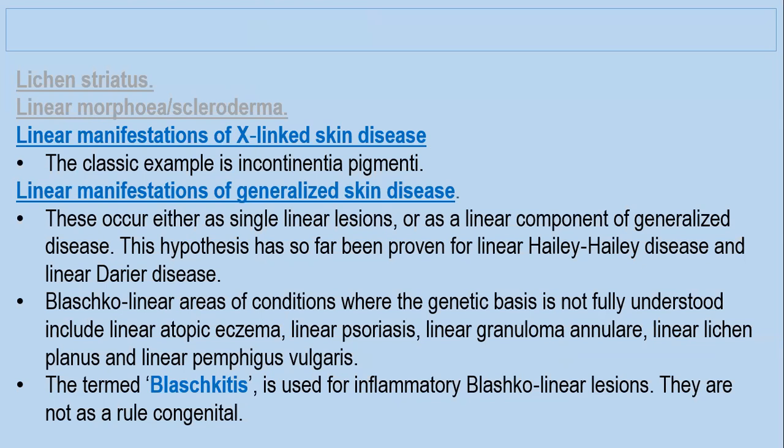Then Blaschkoid linear areas of conditions where the genetic basis is not fully understood include linear atopic eczema, linear psoriasis, linear granuloma annulare, linear lichen planus, and linear pemphigus vulgaris. The term Blaschkitis is used for inflammatory Blaschko-linear lesions. They are not, as a rule, congenital.